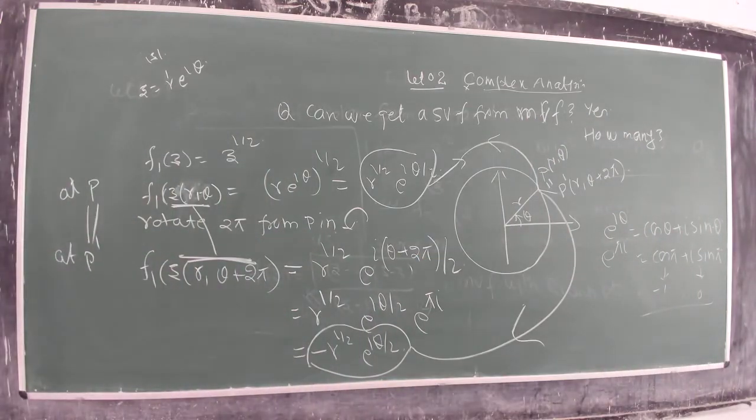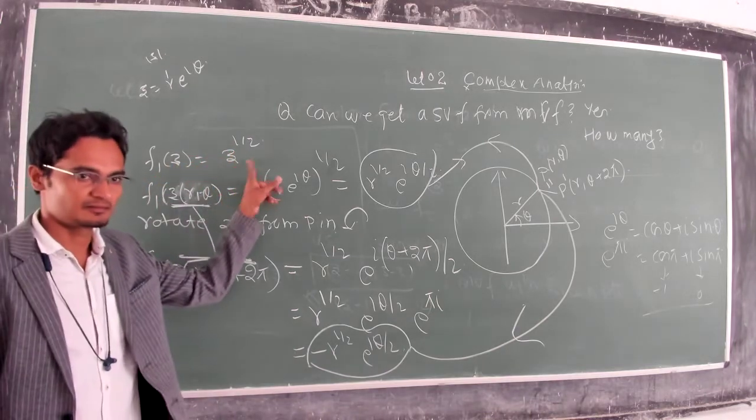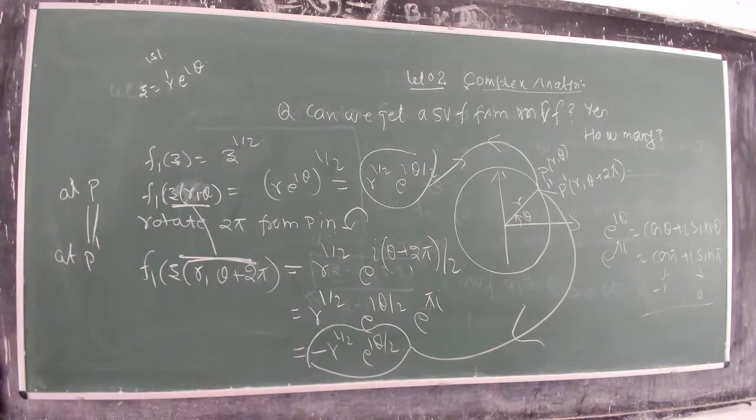Once you rotate it by 2 pi, the point is the same, but the value of the function is changing. And it is happening because of this power. Right? Okay, so this is the multi-valued function. Now we are going to learn how to get a single-valued function. Okay? So, note fast.